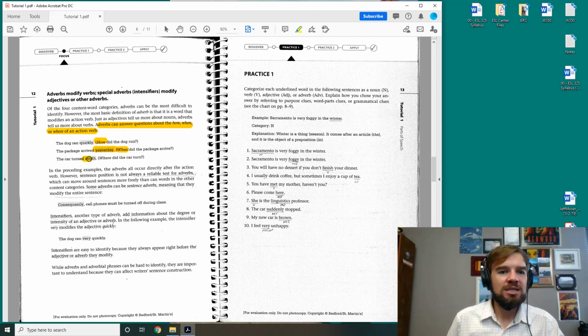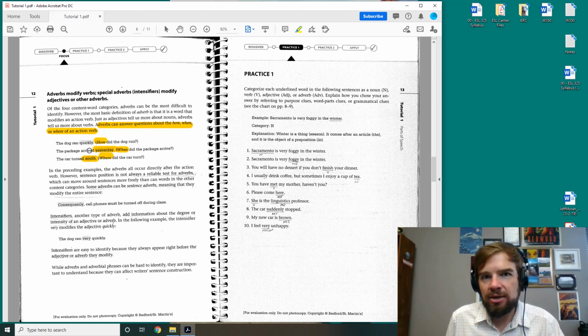And the car turned south, a direction. Where did the car turn? South. And remember, the reason these are adverbs is because they are giving us more information about the action, about the verb in the sentence. So the package arrived. When did it arrive? Right? The car turned. Where did it turn? In the preceding examples, the adverbs all occur directly after the action verb. However, sentence position is not always a reliable test for adverbs, which can move around the sentence more freely than words in the other content categories.